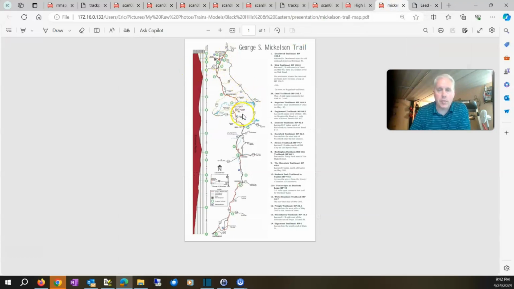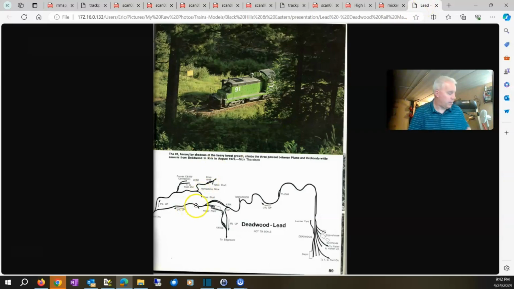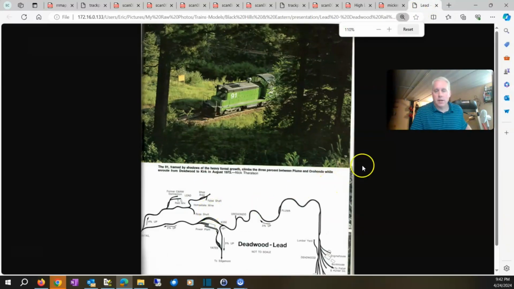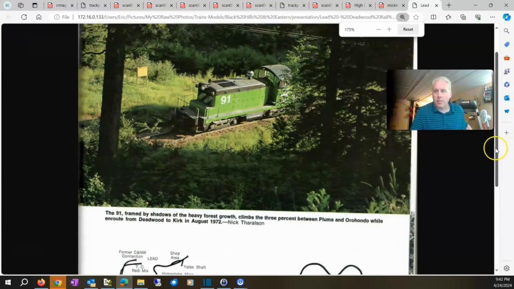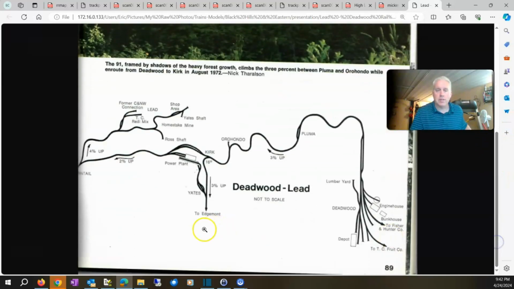Here's a state railroad map of the Mickelson Trail, which is what the High Line became eventually. And then this is really what got me fired up looking at this the other night again. Juice is turning for operations in the pine trees with the Burlington Northern between, and this is the Lead-Deadwood metro area here, and Edgemont. This is the rest of the High Line down to Edgemont, of course.